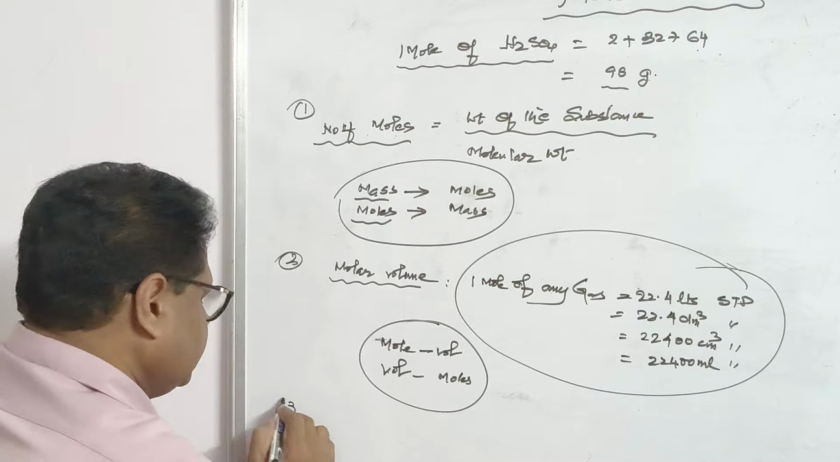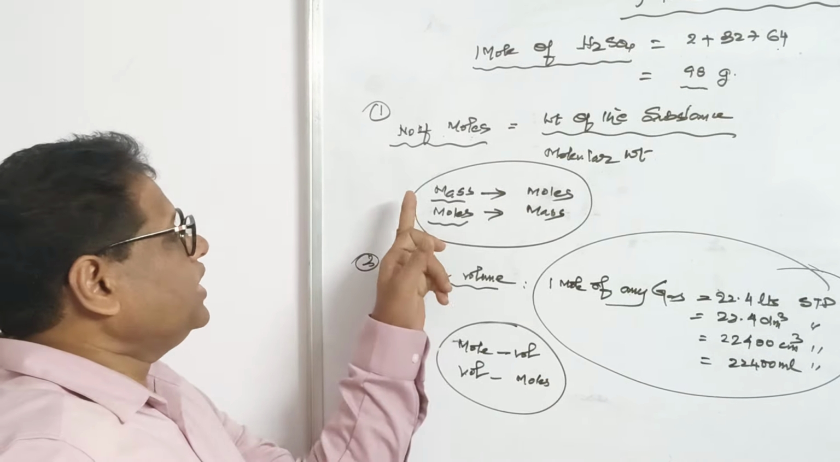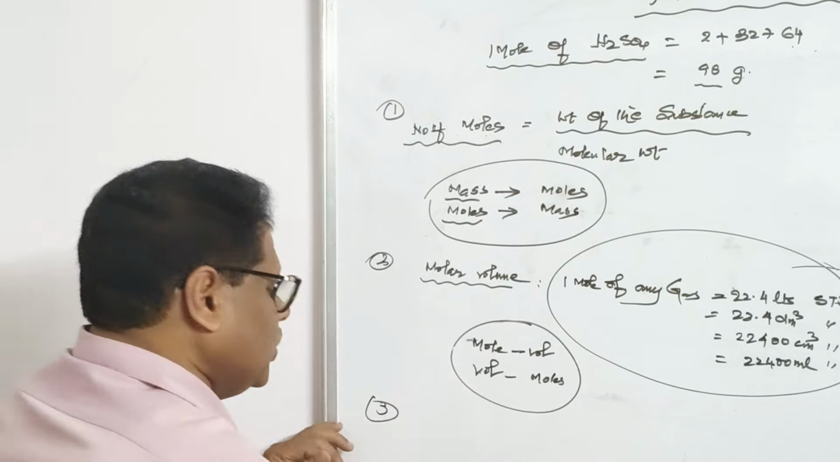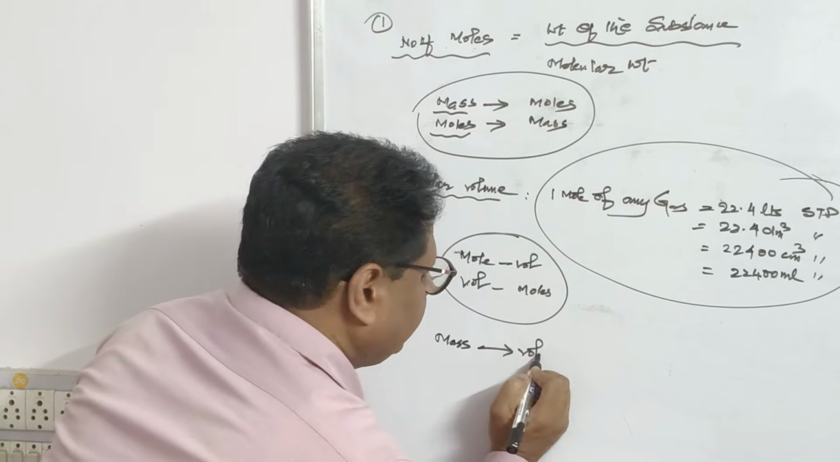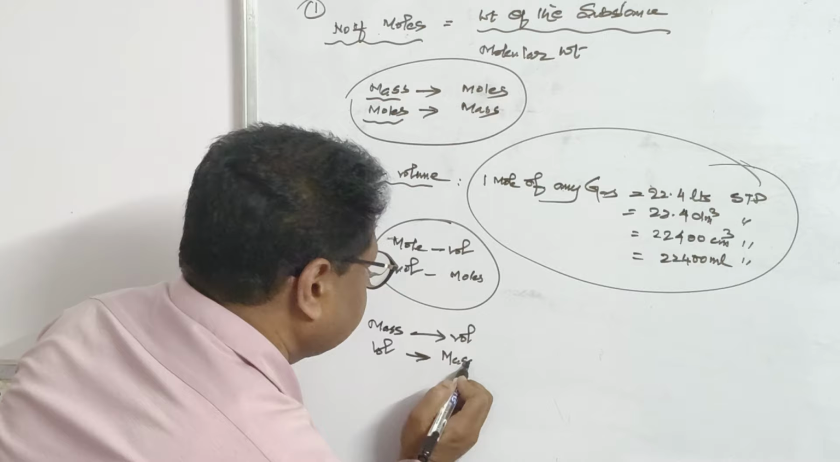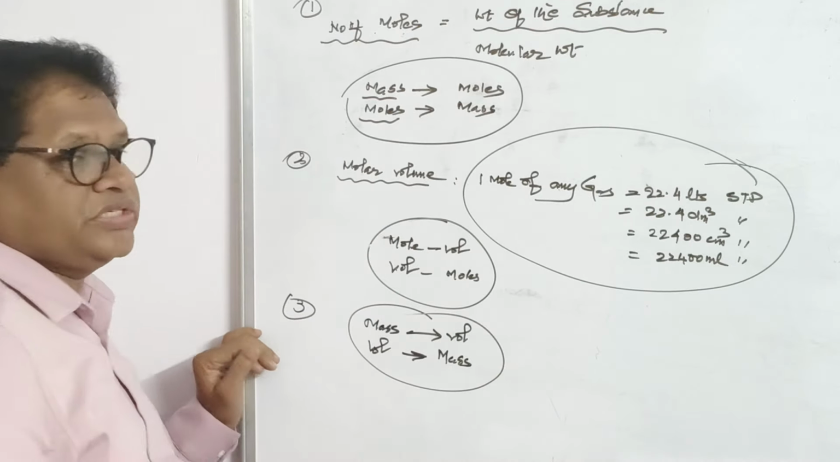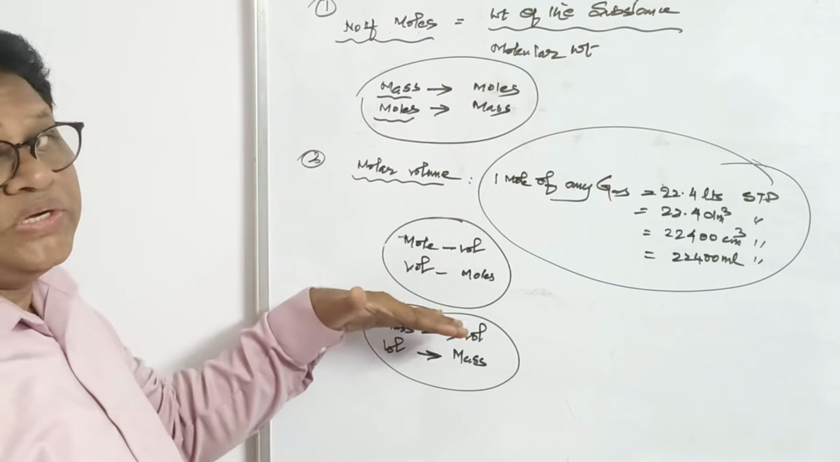Now the third relation is, if mole can be related to volume, and mole can be related to mass, then we can also relate mass with volume, right? Or volume in terms of mass. Clear? This is the third relation. So this is how the mole concept is getting related to each other.